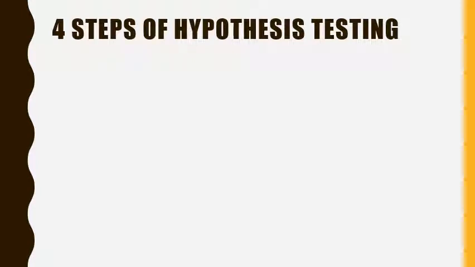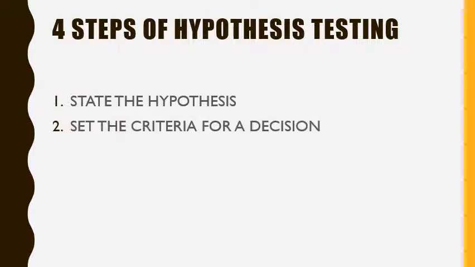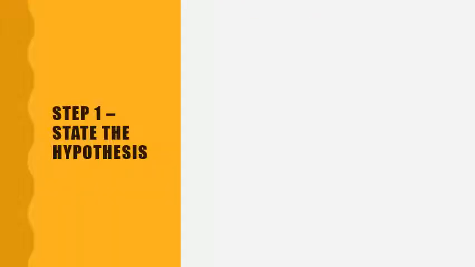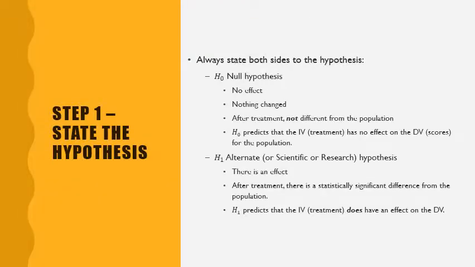So let's look at the 4 steps of hypothesis testing. First off, we're going to state the hypothesis. Then we're going to set the criteria for a decision. Next, we're going to collect data and compute the sample statistics. Finally, we're going to make a decision. In this class, we will be using graphs for every problem that we work. So even if you don't see a graph in your book, know that you need to put one on your test and quizzes. Step 1, state the hypothesis.